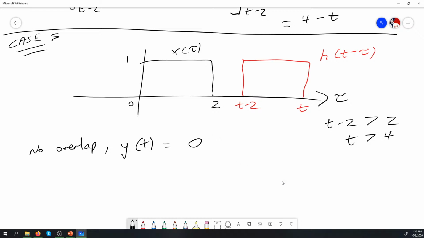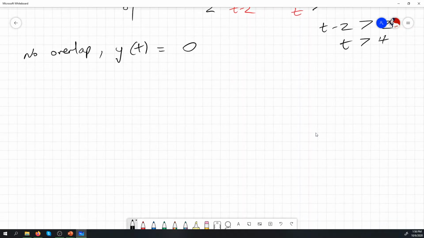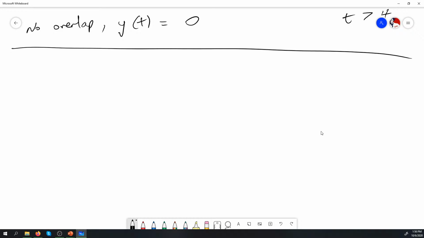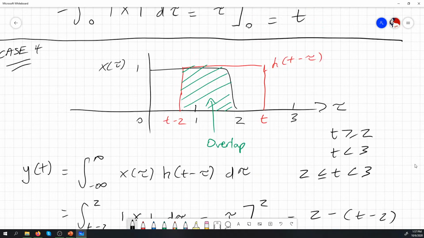So when we combine all the results here for each one of these cases, we're going to see that y of t from the convolution evaluation results in a piecewise continuous function. So we have y of t here, and we know that it's going to be 0 for t less than 0. I'm going to backtrack here for you guys to see that from case 1.